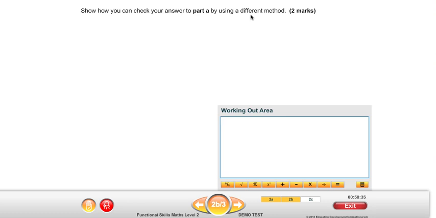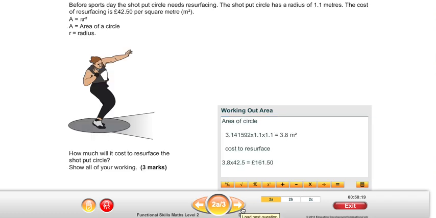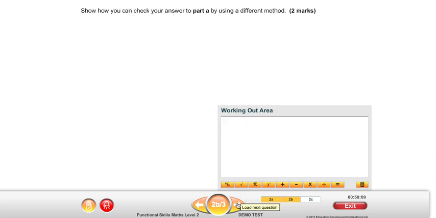Hello, in this video we're going to take a look at question 2b of the Functional Skills Maths Level 2 EDI sample assessment. The question goes: show how you can check your answer to part A using a different method. If we take a quick look back at part A of question 2, we can see that the ultimate answer is £161.50.